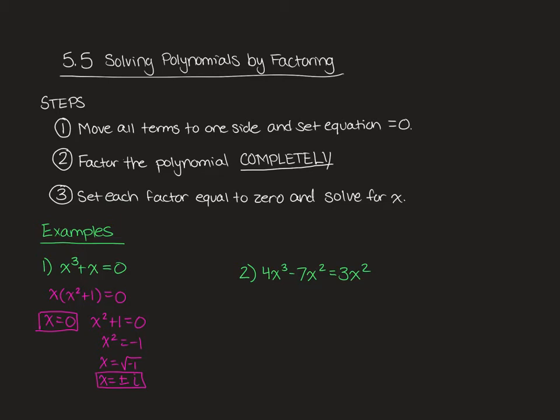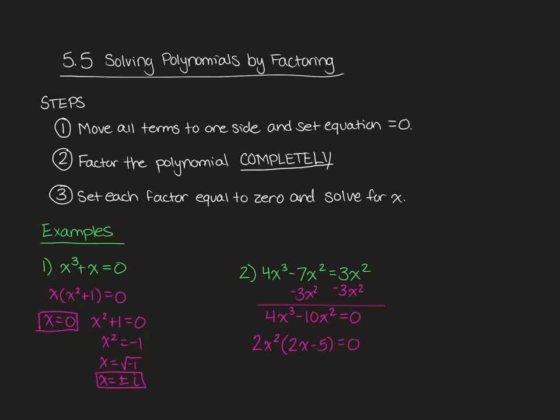Looking at number 2, we need to move all terms to one side of the equation, so I'm going to subtract 3x squared. So I get 4x cubed minus 10x squared is equal to 0. Again, see if you can factor out a greatest common factor. In this case, I can factor out 2x squared, which leaves me 2x minus 5.